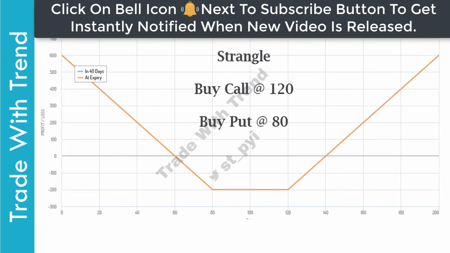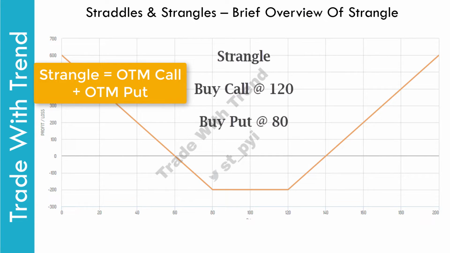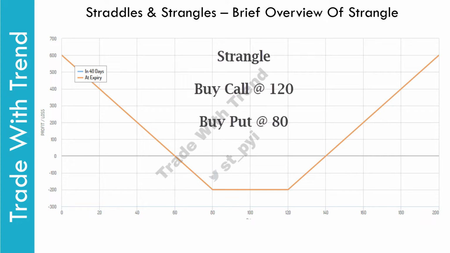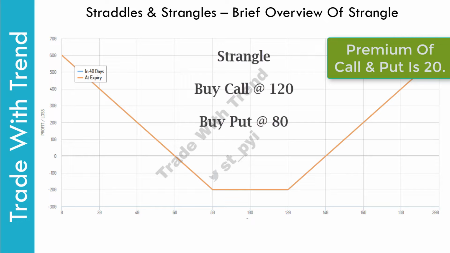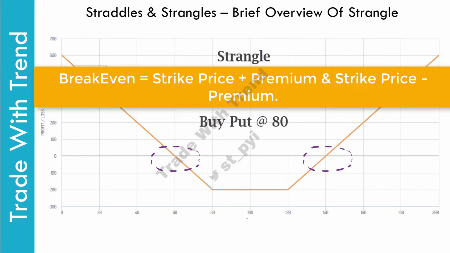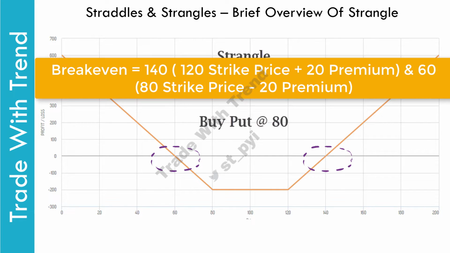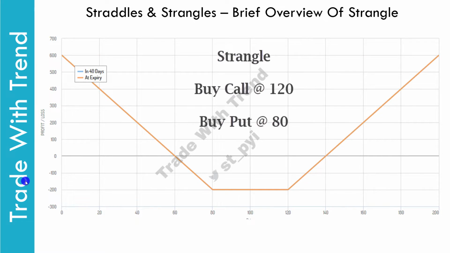Let us now move to strangles. A strangle is when one buys an out of the money call and an out of the money put of the same underlying in the same series. For example, if a stock is trading at 100, one can create a strangle by buying a 120 strike price call and an 80 strike price put. Assuming the premium for both call and put is 20, the break even for this strangle would be 140 and 60. Now the break even in a strangle is calculated as the strike price of the out of the money call plus premium, and the strike price of the out of the money put minus premium.